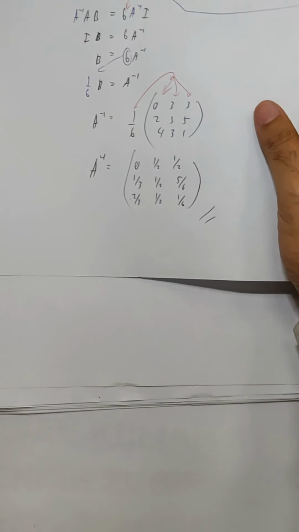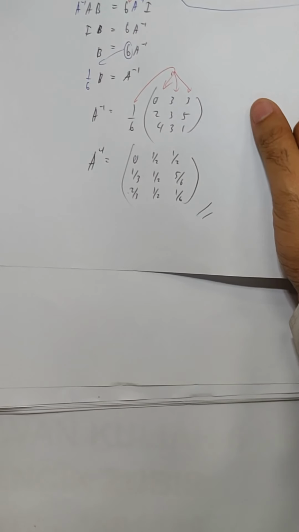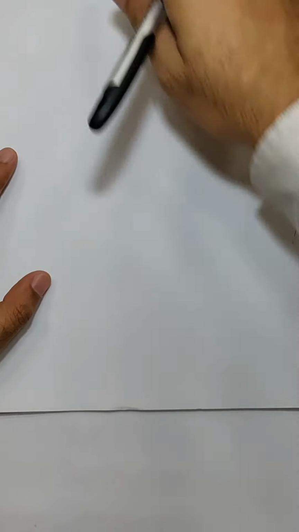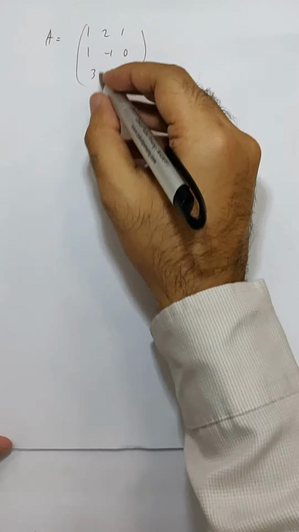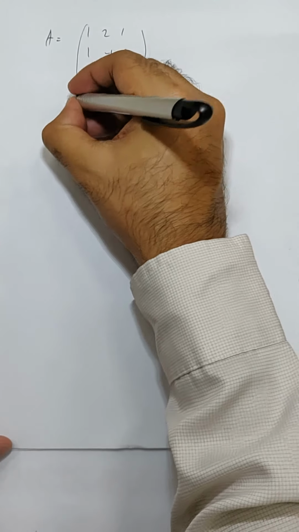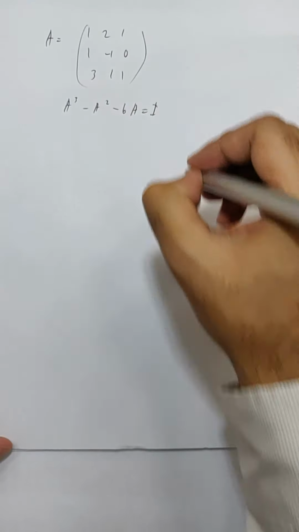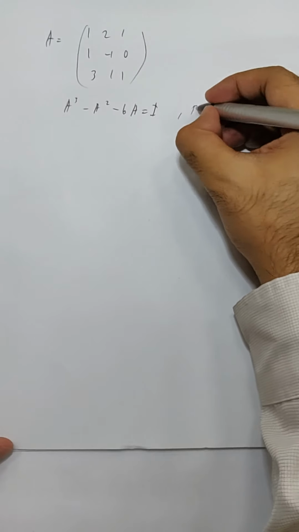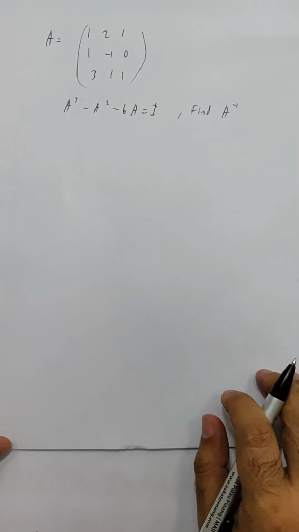I'll show you another example. Okay, let's say you're given this matrix A, and then you're given this equation A cubed minus A squared minus 6A equals I. And all of a sudden, find A inverse. How?